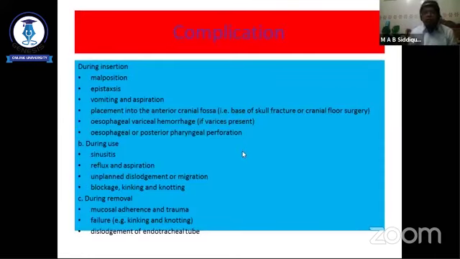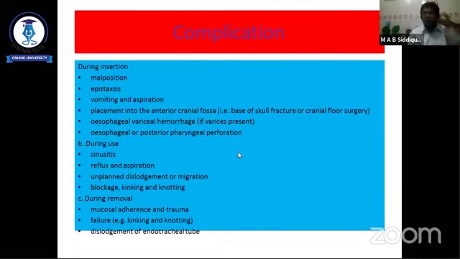There are so many complications, but in your exam you may be asked to write 3 or 4 complications of the NG tube: complications during insertion, during use, and during removal. During insertion there may be malposition, epistaxis, vomiting and aspiration, and placement into the anterior cranial fossa in case of base of skull fracture. But if you think there is a skull fracture, you would not introduce the NG tube because it is contraindicated. Esophageal and posterior pharyngeal perforation also happen.